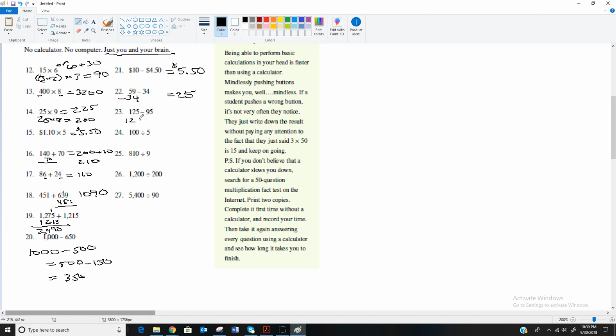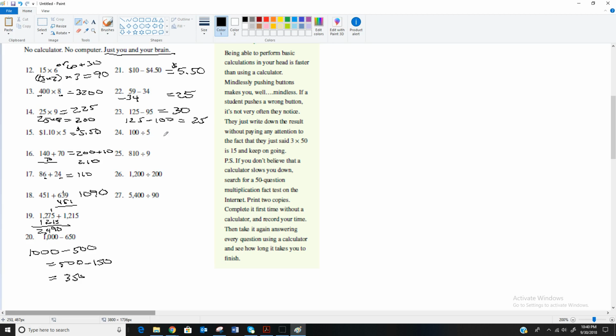This one I would think of 125 minus 100, but not quite that much. So 125 minus 100 would be 25. So 125 minus only 95 would leave me at 30. Again, there's other ways to think of that. You could also think of 125 minus 95. The 5's would cancel, and then 12 minus 9 gets you the 3. Different ways to do that.